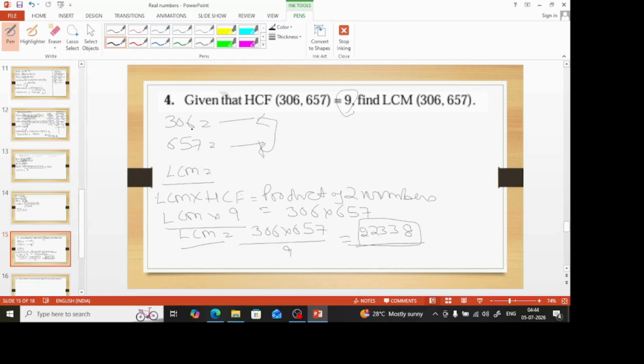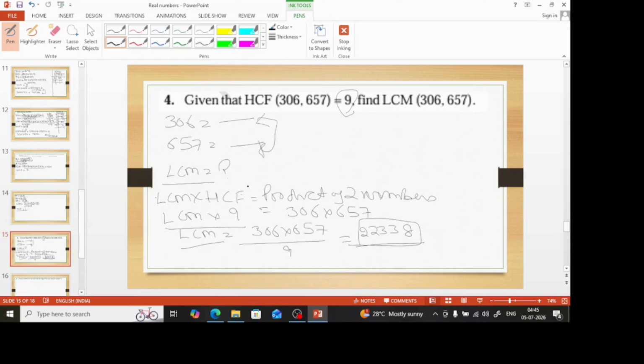Simply by prime factorization of 306 and 657, we can calculate the LCM. But here we cannot use that way because HCF is also given. If HCF and two numbers are given, we put them in the equation: LCM into HCF of two numbers is equal to the product of those two numbers. So LCM into 9 is equal to 306 into 657. Now if we solve this, we will get LCM as 22338.